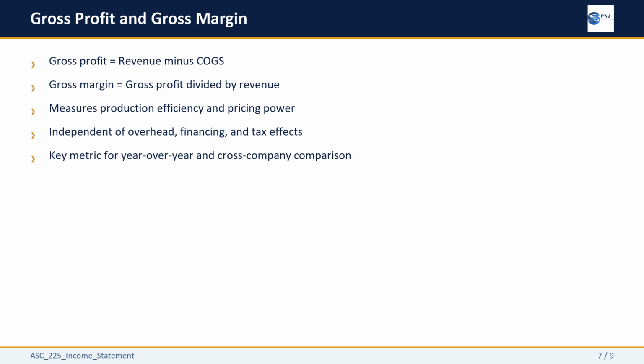Gross profit is one of the cleanest metrics on the income statement. It is simply revenue minus cost of goods sold. Express that as a percentage of revenue and you get the gross margin, a measure of how efficiently the business produces its product or service, and how much pricing power it has in the market. What makes gross margin particularly useful is what it excludes: overhead, interest, taxes. Strip all of that away, and you have a number you can compare year over year, and across competitors, without interference from how the business is financed or taxed.